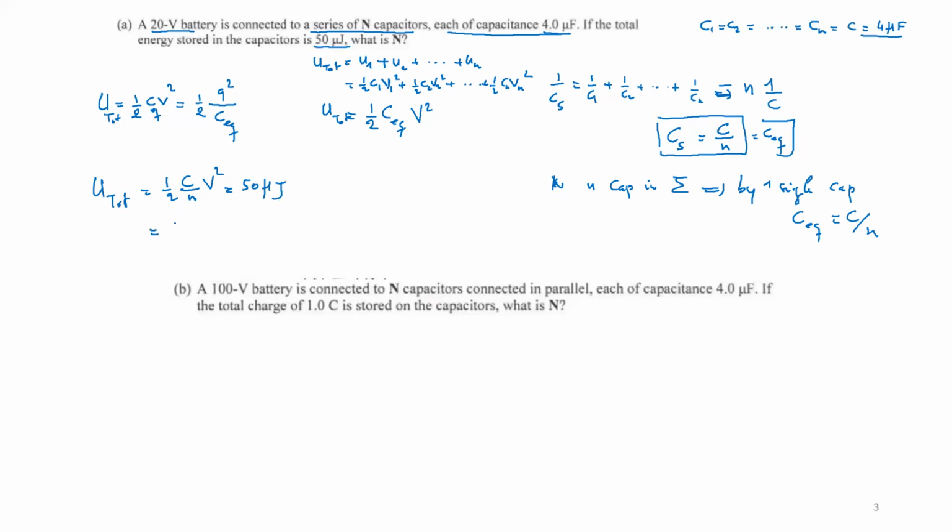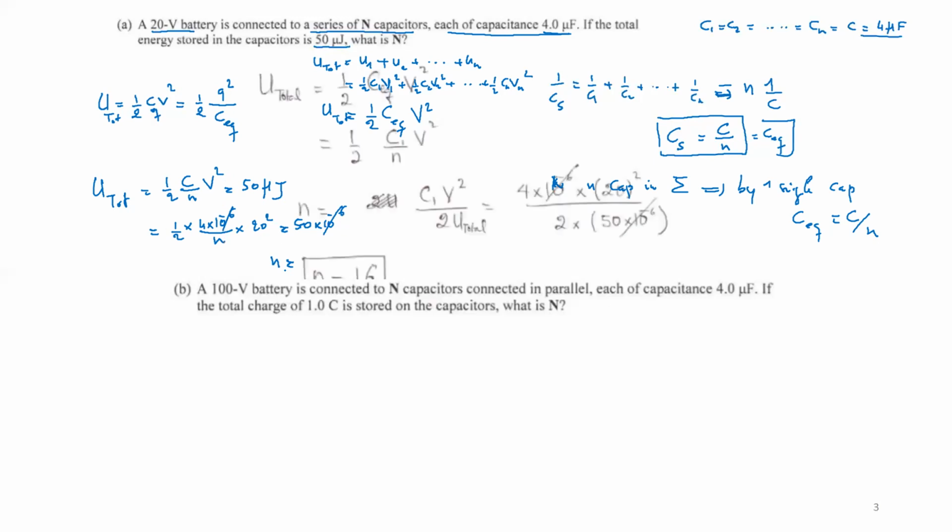So half C, I know what it is. What is C? C is 4 microfarad, 10 to the power minus 6, divided by N. What is V squared? 20 squared is equal to 50 microjoule, 10 to the power minus 6. So I put everything in SI units, of course. This simplifies, so I'll get my N. How much do you get for N? N will be equal to 16. Okay, N is equal to 16.